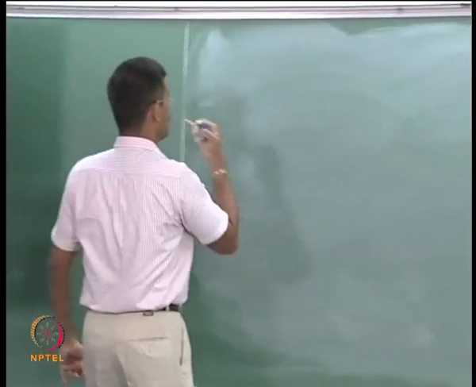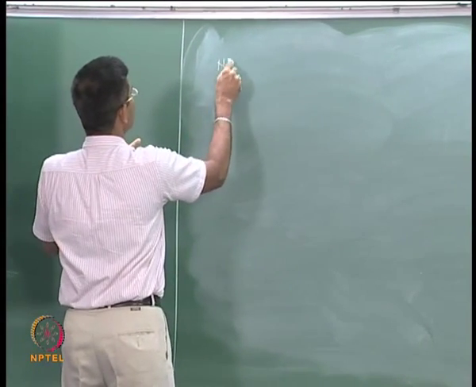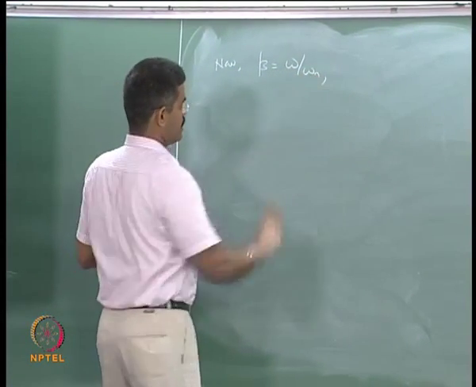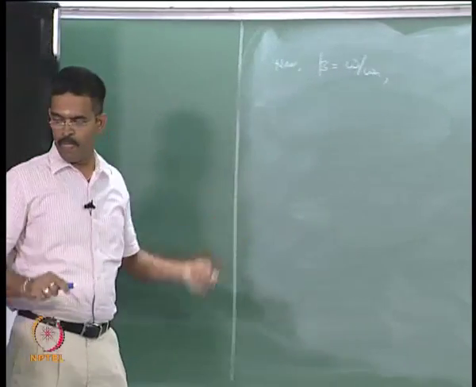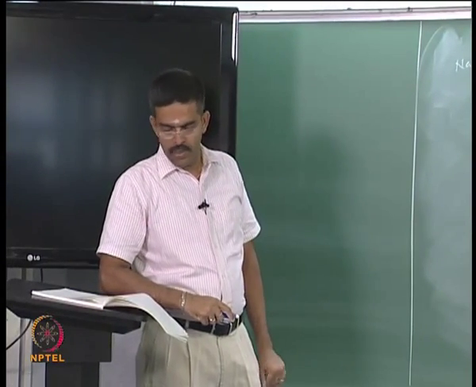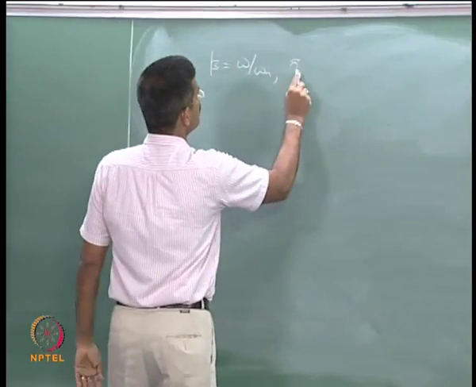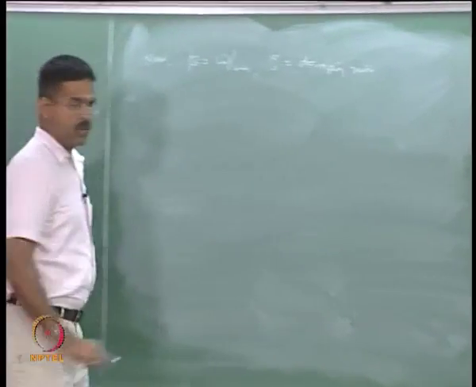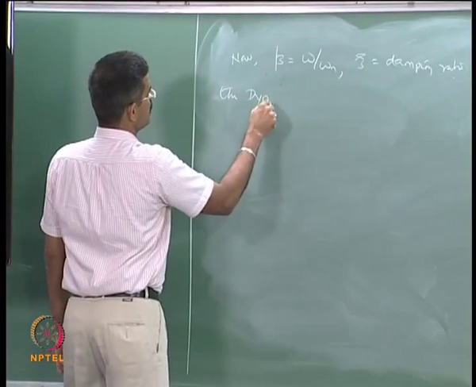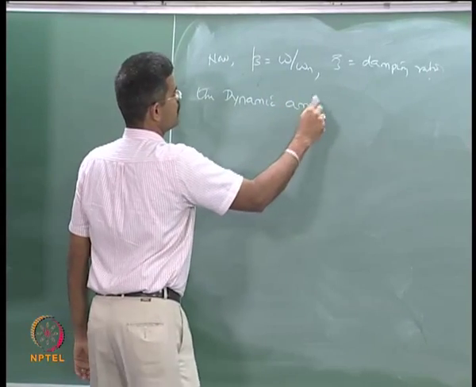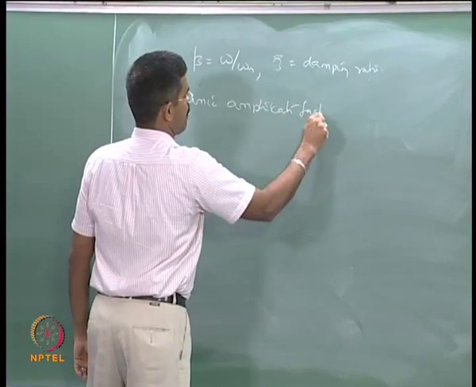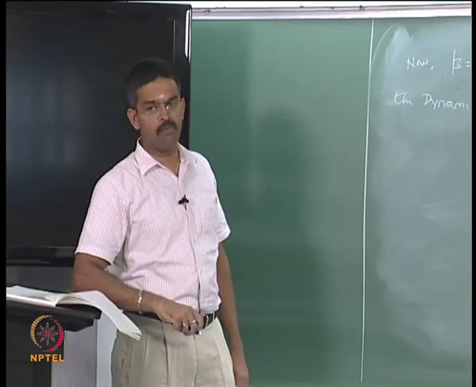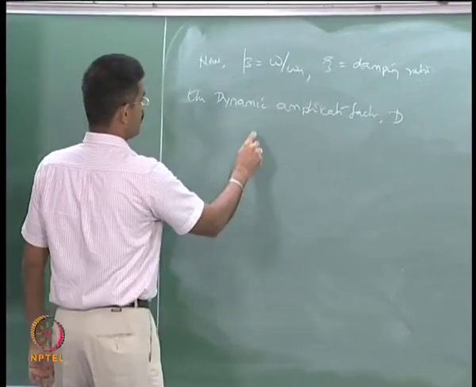Now, for beta to be a ratio of omega by omega n, it is a frequency ratio, and zeta be the damping ratio, we already know the dynamic amplification factor D for this problem is given by, can you give me what is that equation for D, if you remember?